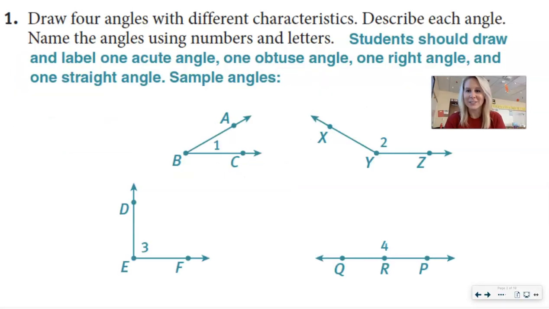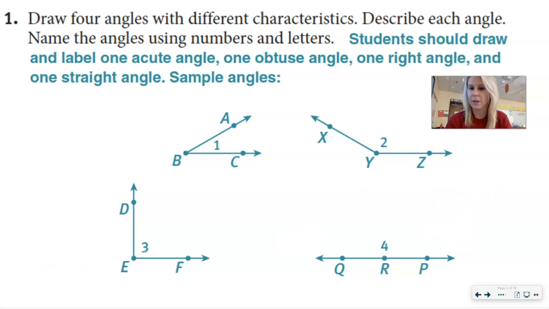Pause. So hopefully you drew 4 different angles. You should have drawn an acute angle, an obtuse angle, a right angle, and a straight angle. In each of your angle examples, you can have different letters than me. Just make sure you have letters, and then make sure you also have a number on the interior. So here's an example of an acute angle, an obtuse angle, a right angle. If you wanted to put a little box to represent 90, you could, and then you have a straight angle.